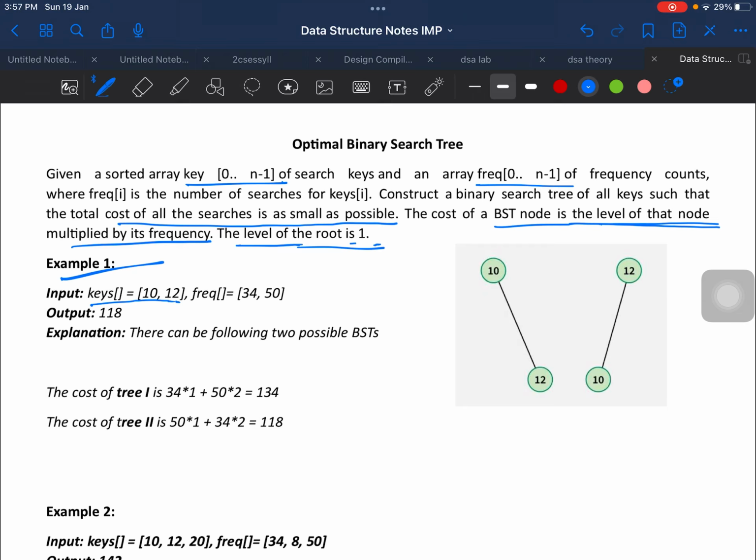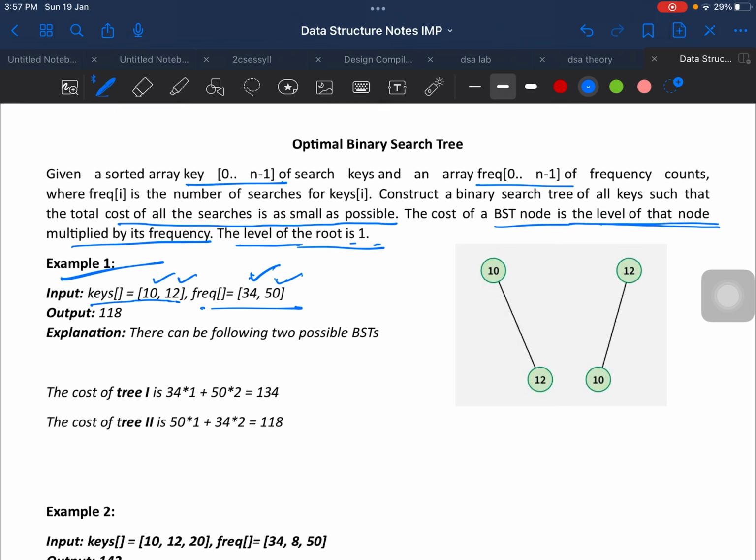Okay, that property you have to satisfy always. Then guys, there is a frequency array given. So 34 and 50 is given here. 34 and 50. It means what? 10 is appearing 34 times and 12 is appearing 50 times.